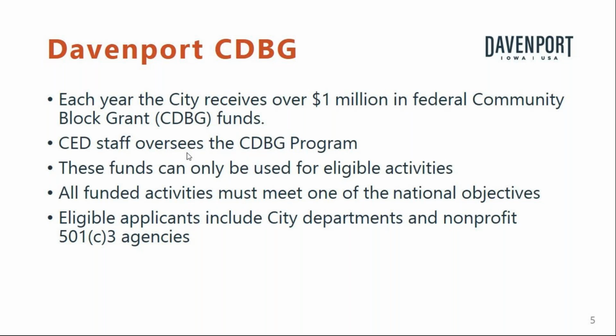So who can apply for funding? So how it works is that through this planning process, needs are identified, and then agencies and city departments can apply for funding to help meet those needs. And those eligible applicants are city departments and nonprofit agencies. And then those departments and agencies go out and serve the low or moderate income people directly. So it's kind of a two-step process. You have to have an entity to deliver a program, and then you have a low and moderate income beneficiary of that program.